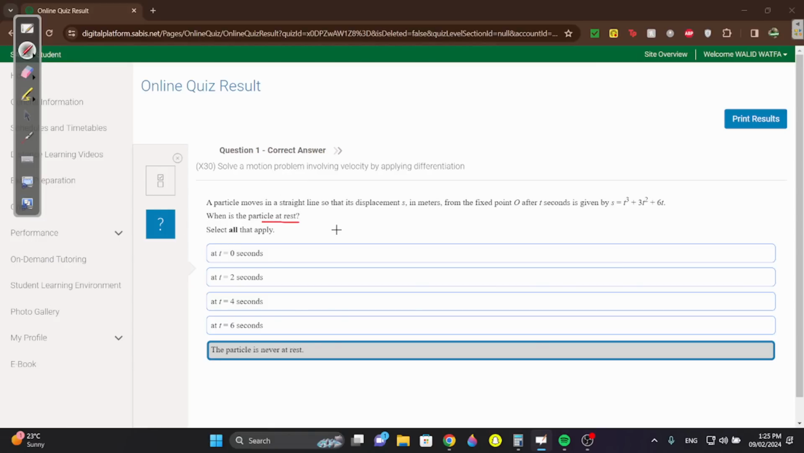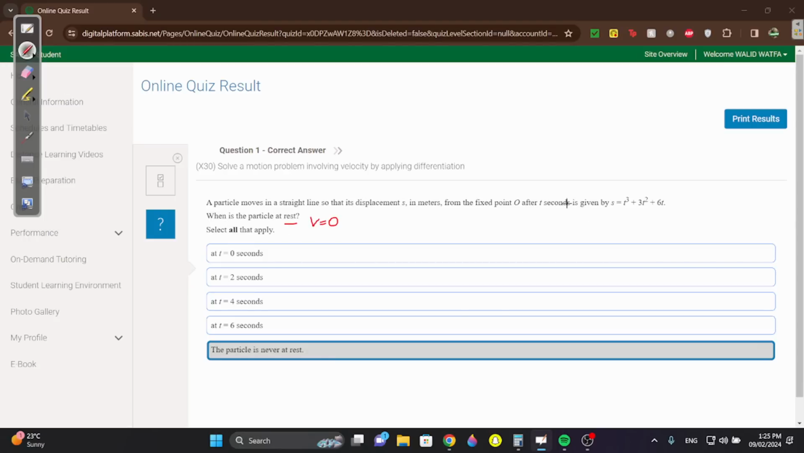Okay, first thing, some people will be confused. They say s equals t cubed plus 3t squared plus 6t. They'll say we're talking about speed because it's s. No, it's displacement. I don't know why they put displacement as s. It's honestly just annoying, yeah. But the important thing is, this is the displacement. They want the particle at rest, and for those of you who don't know, rest means velocity equals 0.